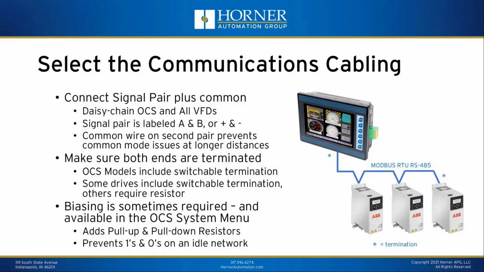If that is the case, then there is a feature called biasing, which you can turn on in the OCS from the system menu, which will apply a pull up and a pull down resistor internally, invisible. You don't see them, but they're there. That will typically get rid of any spurious ones and zeros that are occurring while the network is otherwise idle. But you would always start off with biasing off. Then if you need it because you're having communication issues or corrupt communications, you would turn it on later. But generally, you start off with it off.